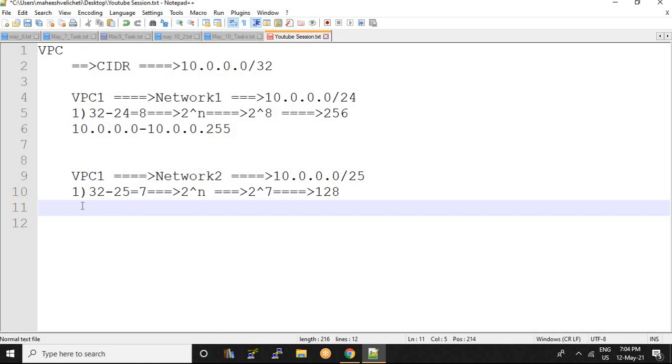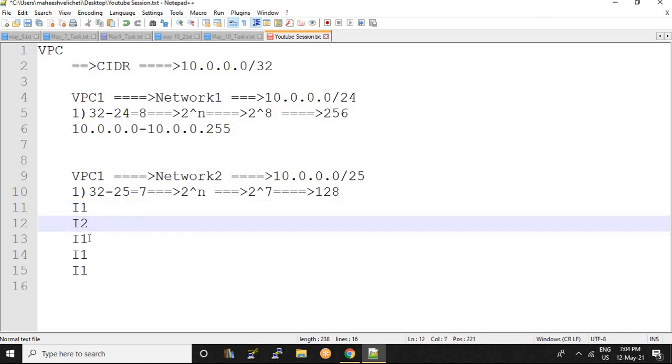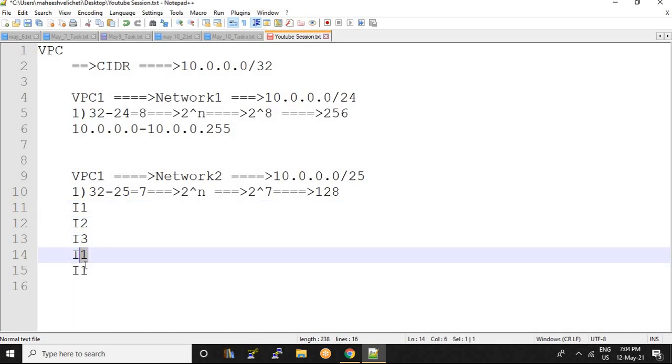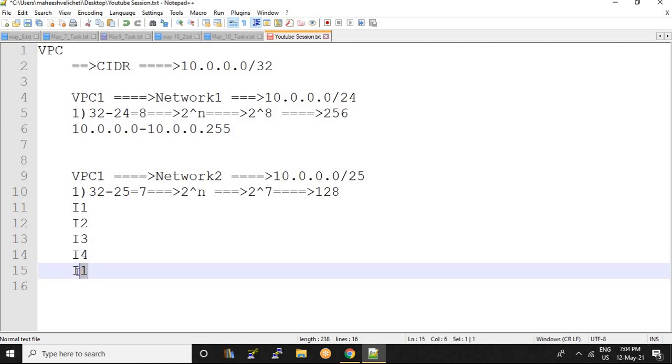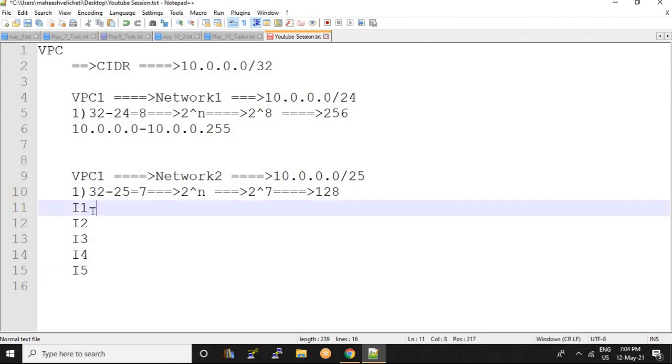So let us consider I have an instance I1. In this way I have some machines: I2 machine, I3 machine, I4 machine and I5 machine. So I must give some IP addressing for it. So it starts from the IP addressing 10.0.0.0. Okay.